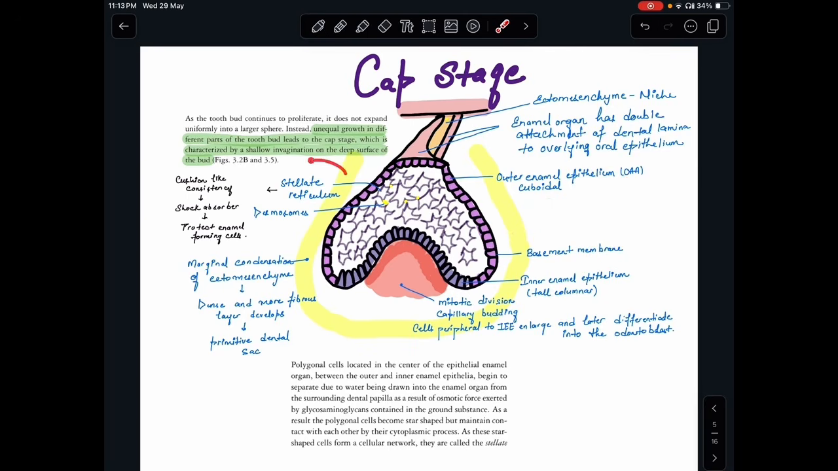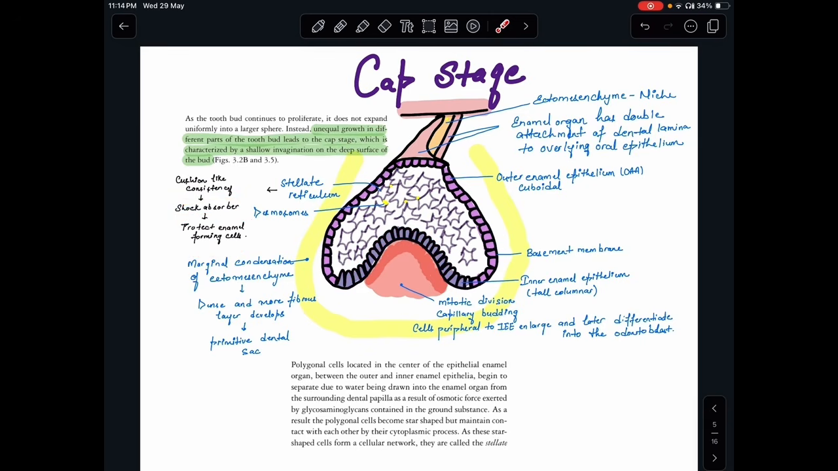What is the function of stellate reticulum? So they have a cushion-like consistency. Obviously, they are filled with water. So they act as a shock absorber, and they protect the enamel-forming cells, these inner enamel epithelium. This is the enamel-forming cells. So it protects them. Okay.